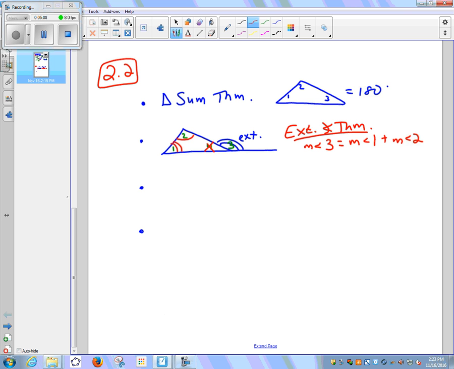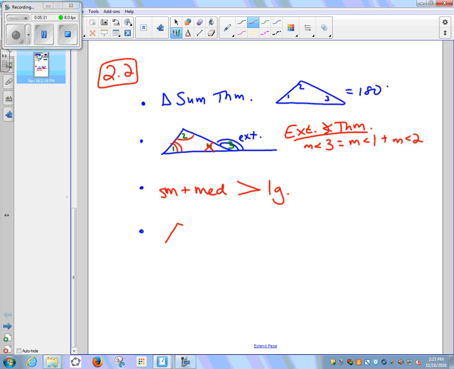The third one was the small side plus the medium side of a triangle are greater than the large side. And that always has to be true. If you add up small and medium and it's equal to large, then it's not a triangle. If small plus medium is less than large, that's not a triangle. The only way it works is if it's greater than the large side.